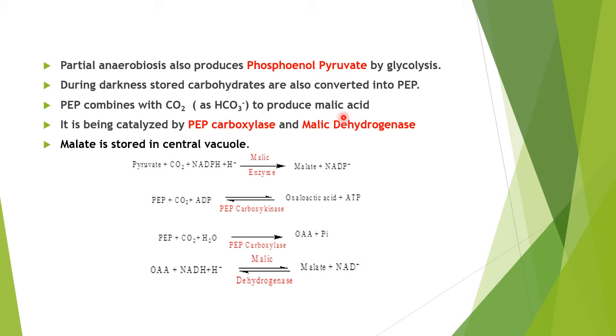So in these plants during night, there is a production of malic acid, catalyzed by PEP carboxylase, or PEPCase, and malic dehydrogenase. As a result, the malate, or malic acid, is stored in the central vacuole of the guard cells. There can be a situation where pyruvate plus carbon dioxide in presence of malic enzyme directly forms the malate, or PEP combines with carbon dioxide in presence of PEP carboxykinase forming oxaloacetic acid, or PEP combines with carbon dioxide in presence of PEP carboxylase to form oxaloacetic acid, and oxaloacetic acid in presence of malic dehydrogenase forms the malate. So there will be production of malic acid in the central vacuoles.